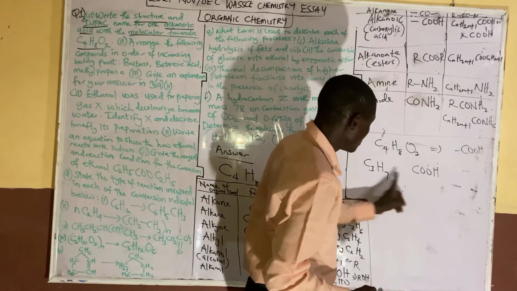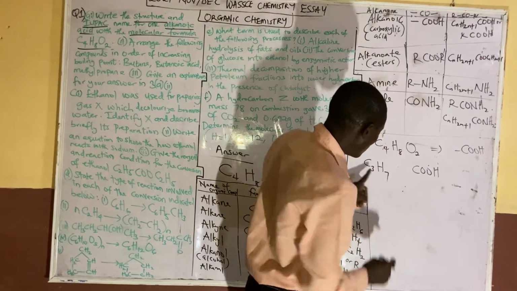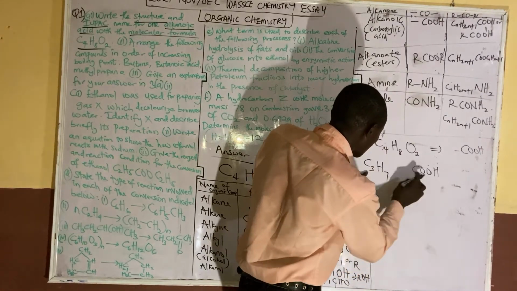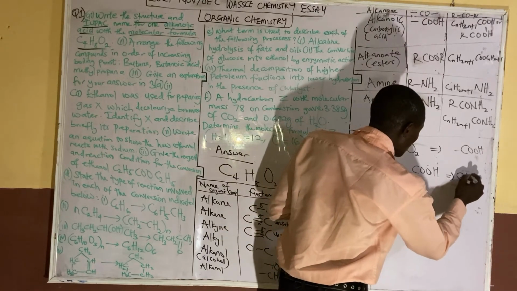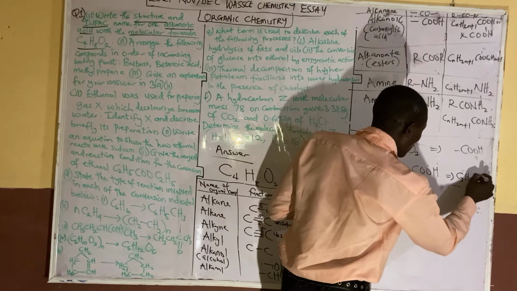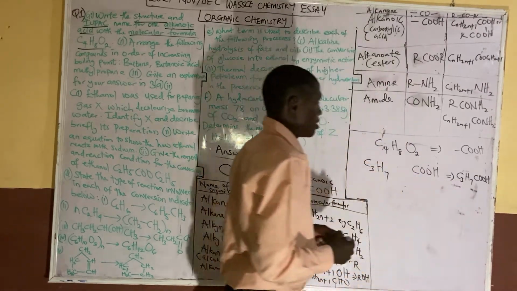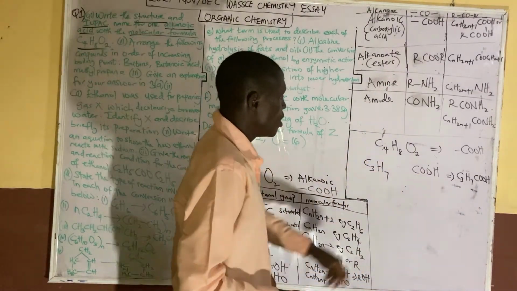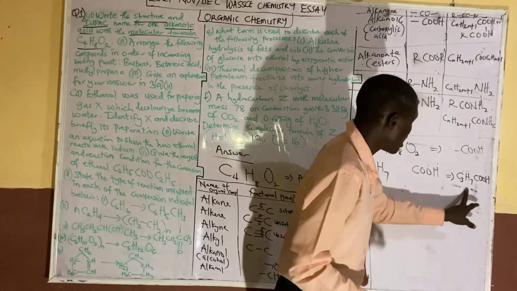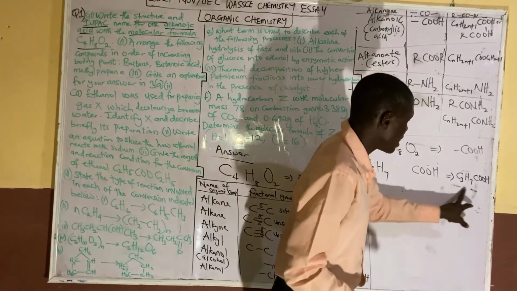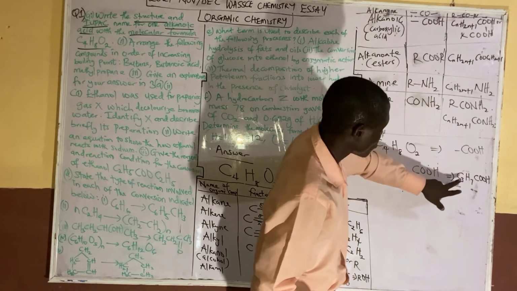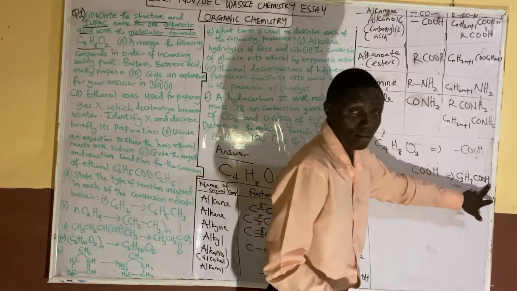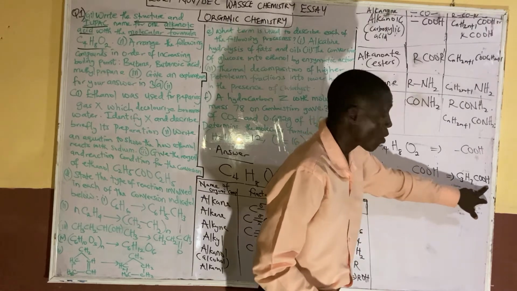So if you combine this C3H7 with this COOH, what do we have? You have C3H7COOH. If I want to name this compound now, I will call it butanoic acid. So this is how to write it. This is the condensed form of it.